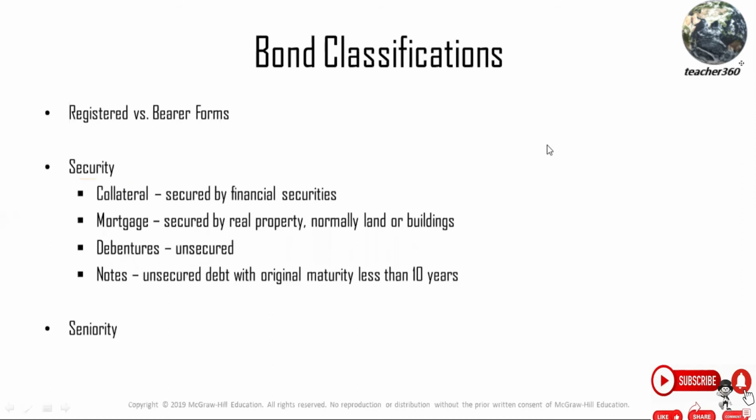Bond classification. Registered versus bearer forms. A registered bond is a debt instrument whose bondholders' information is kept on record with the issuing party. By archiving the owner's name, address, and other details, issuers ensure they are making the bond's coupon payment to the correct person.